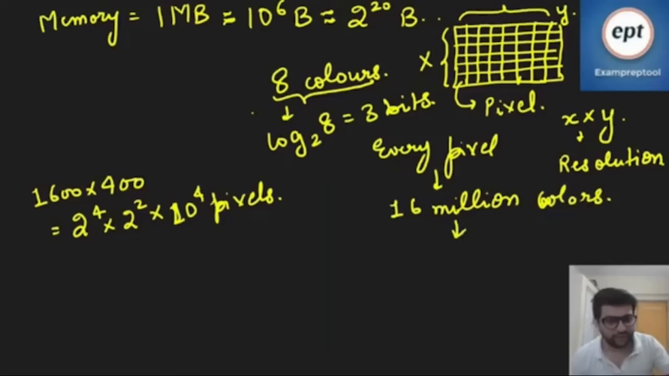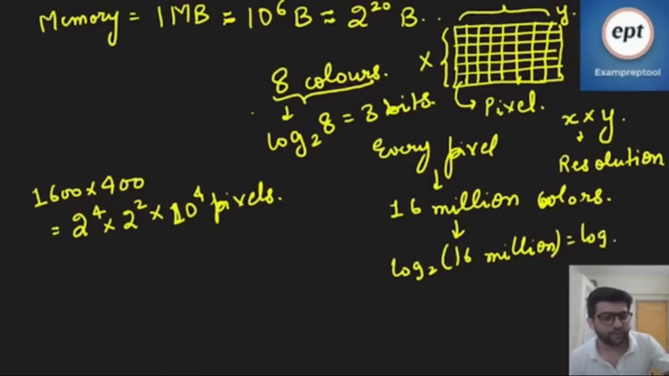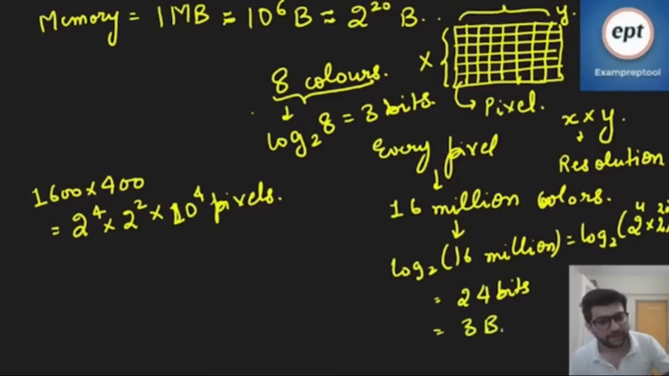As we have seen, how many bits are required to represent these 16 million colors? It will be log base 2 of 16 million. And we can say that it is log base 2 of 2 to the power of 4 into 2 to the power of 20. Right? So it will be 24 bits, which is 3 bytes. Now we have these many pixels. So what is the total memory required?